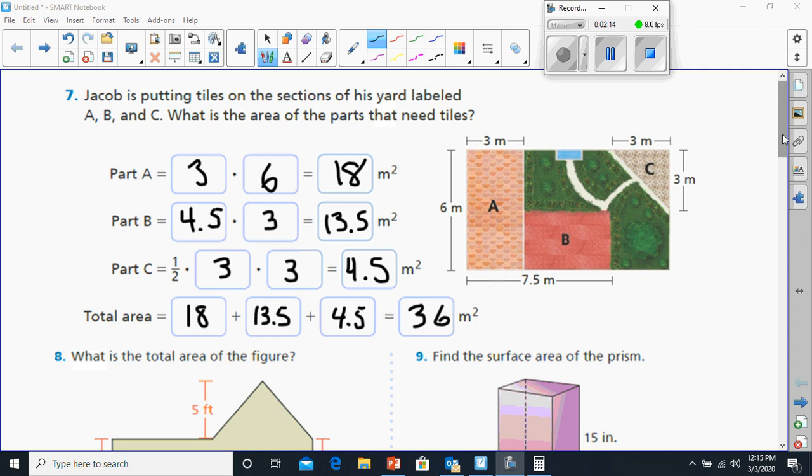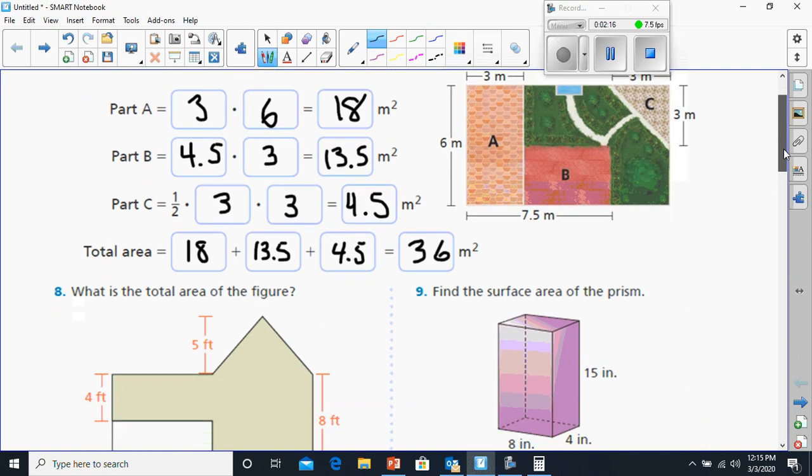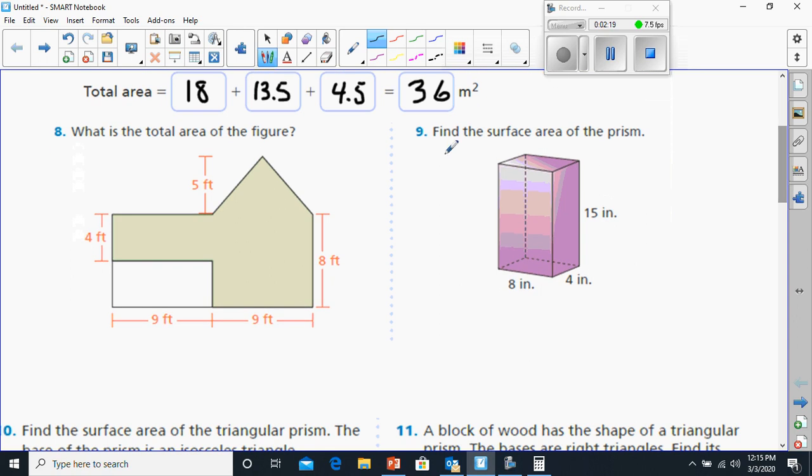All right, and we're going to drop down past number 8 now, which will be yours to do, and I'm doing number 9. Find the surface area of this prism. Well, I know that 2 of them are going to be 4 by 8. So 4 times 8, and then since there's 2 of them, top and bottom, I'll have to multiply that by 2. I also know another 2 will be 4 by 15. So that would be 4 times 15 times 2.